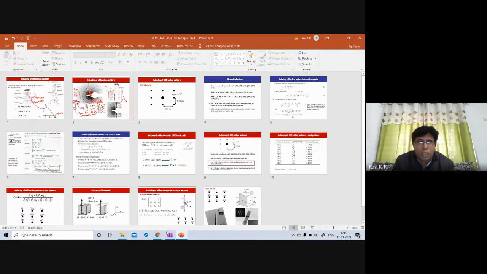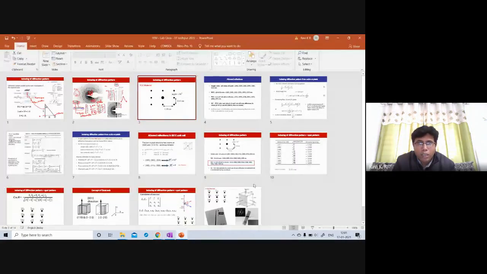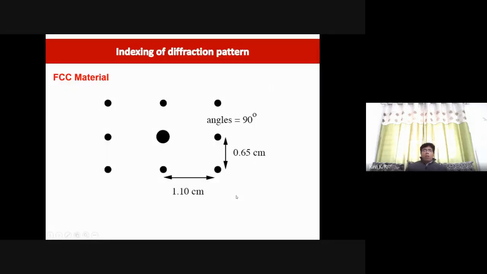Okay, if you are fine with this first part, then I'll go to the second one. That will take some time, because I have to show so many equations. Is it fine? Okay. So now, whenever you look at the pattern, you will get lines.